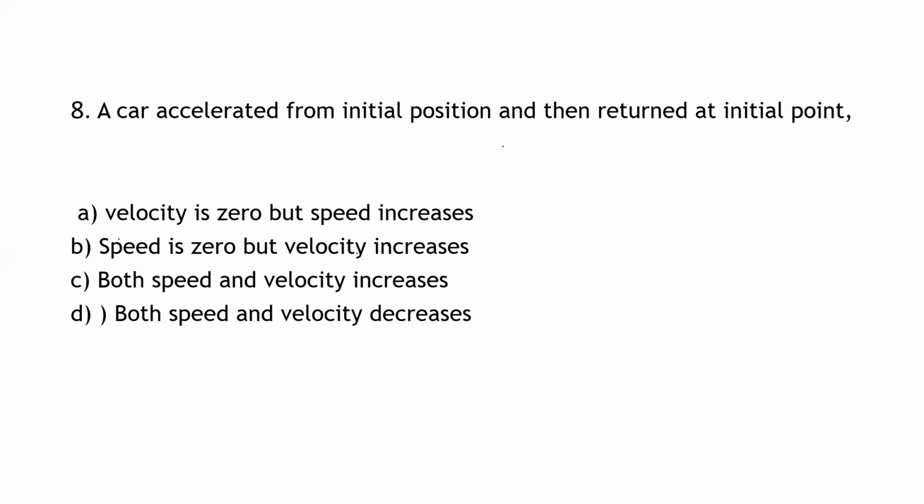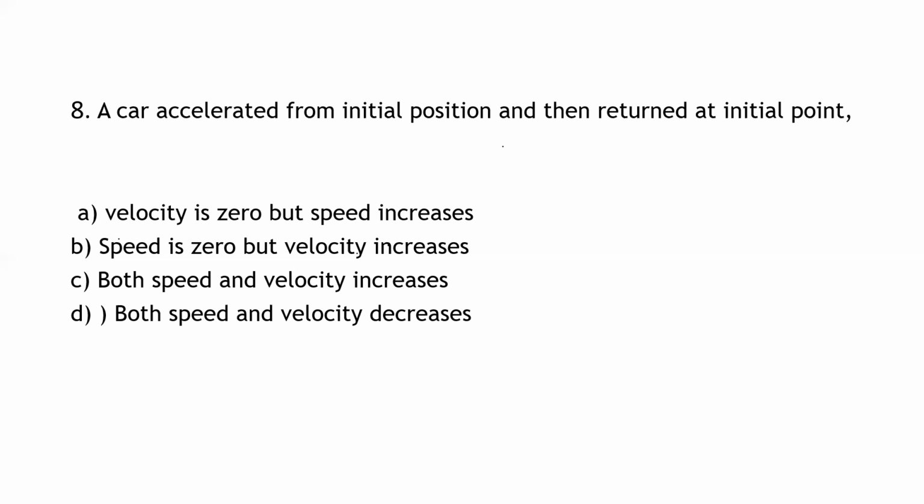That is, a car moves from the initial point and returns to the same point. Therefore, here what happens? Displacement becomes 0. So when displacement becomes 0, what happens to our velocity? Velocity becomes 0. So option B is what? Speed is 0. That is wrong. And velocity increases they have given. Option C, both increase, it is given. Option D, both decrease, it is given. But as it is returning to the same point, velocity is 0.